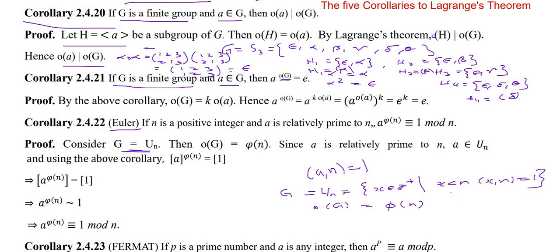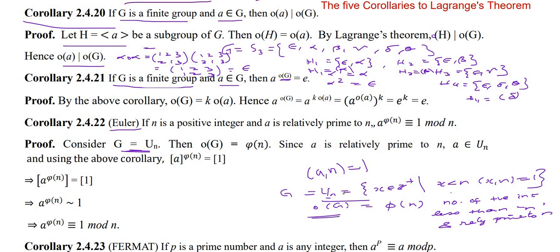Phi of n is nothing but the number of positive integers less than n and relatively prime to n. So that is what you have this collection to be. The number of, this denotes what are the elements.